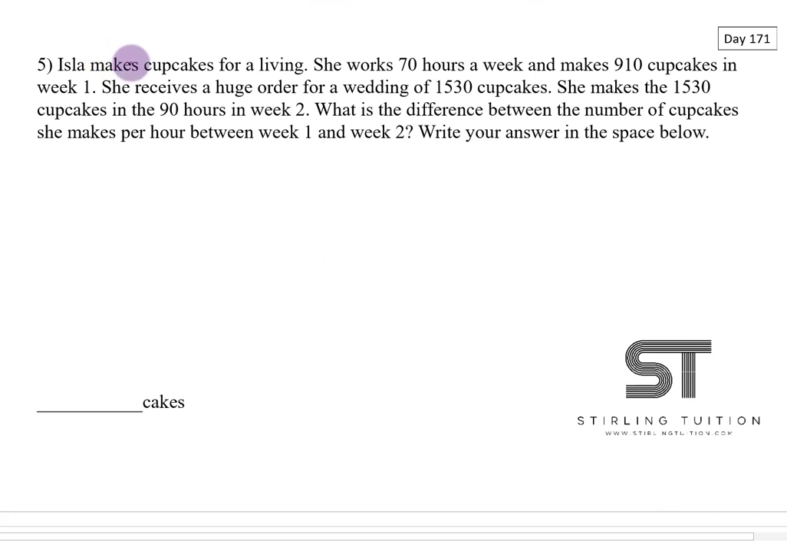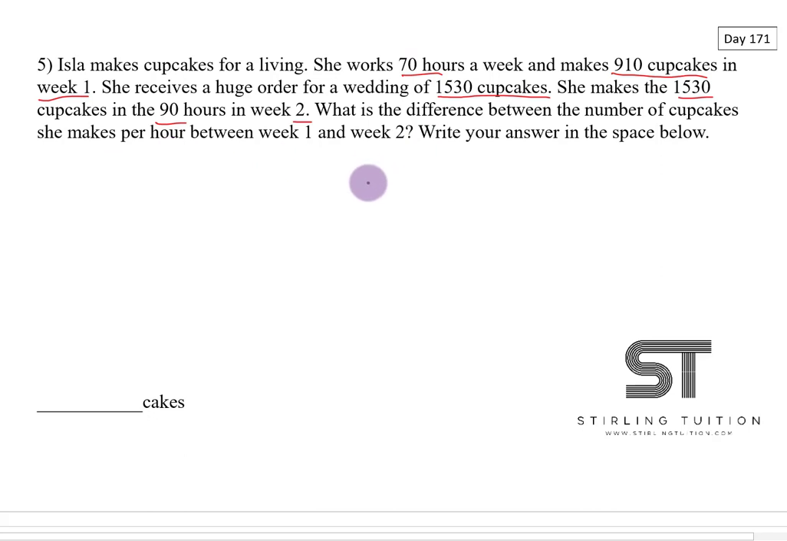Number 5, Isla makes cupcakes for a living. She works 70 hours a week and makes 910 cupcakes. So 70 hours a week, 910 cupcakes, and that's in week 1. She receives a huge order for a wedding of 1,530 cupcakes. She makes these 1,530 cupcakes in 90 hours in week 2. What's the difference between the number of cupcakes she makes per hour in week 1 and week 2?